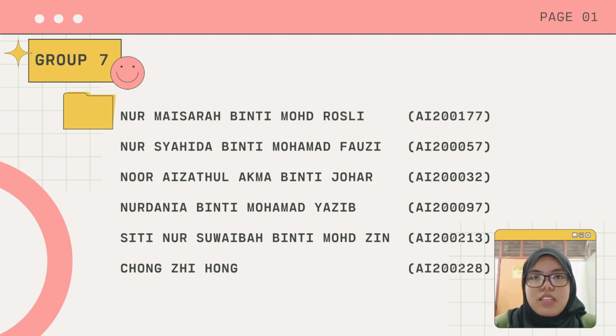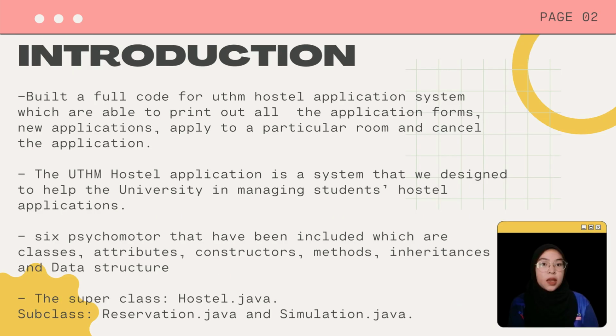Our group members consist of me, Noor Maisarah binti Muhammad Rosli, AI 200177, Noor Shahida binti Muhammad Fauzi, AI 200057, Noor Aizathul Akma binti Johar, AI 200032, Nurdania binti Muhammad Yazib, AI 200097, Siti Noor Suwaibah binti Muhammad Zain, AI 200223, and lastly Chong, AI 200228.